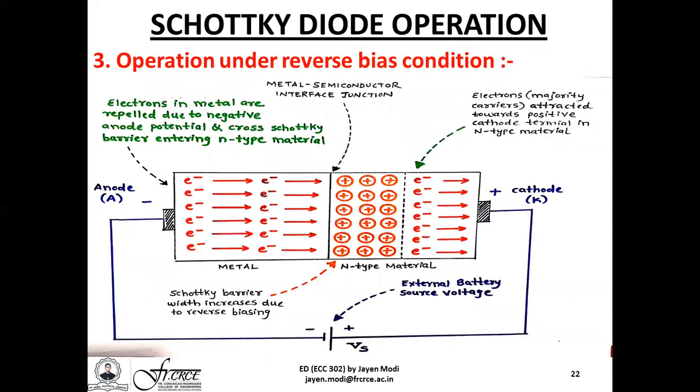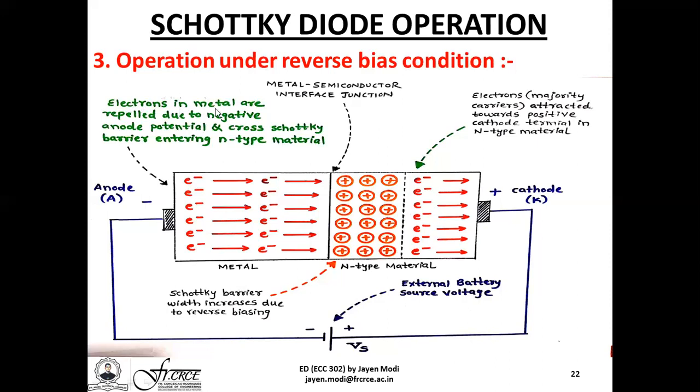If we look at the Schottky diode operation in the reverse bias condition, the battery terminals here are completely reversed as shown. We have the battery negative terminal connected to the anode, but the battery positive terminal connected now to the cathode. This causes electrons to repel from the anode side, but to be attracted towards the cathode side. The electrons in the metal now get a sufficient boost thanks to the applied reverse bias voltage, and they cross the metal semiconductor interface junction and land in the n-type material.